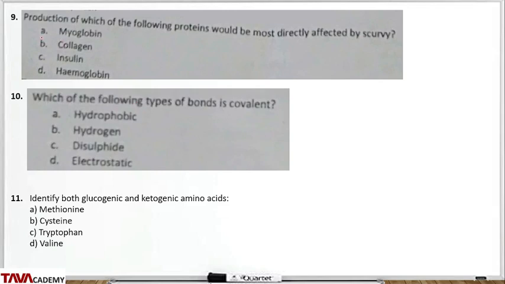Production of which of the following proteins will be most directly affected by scurvy? The answer is collagen. Which of the following types of bond is a covalent bond? A disulfide bond is a covalent bond.